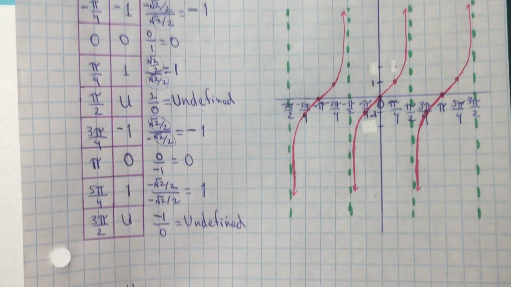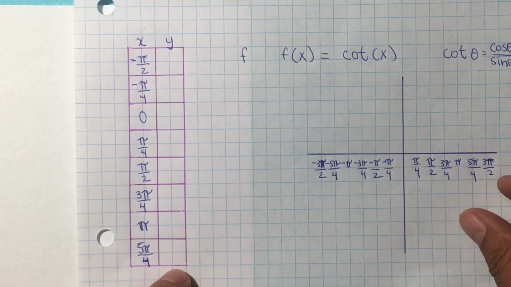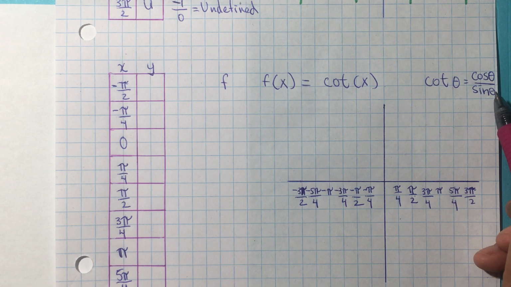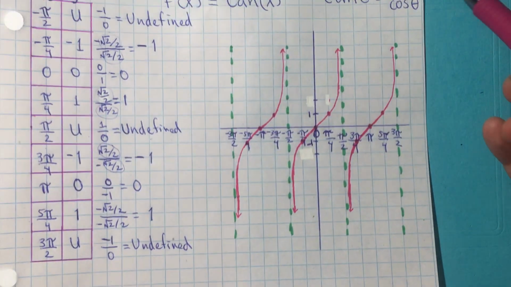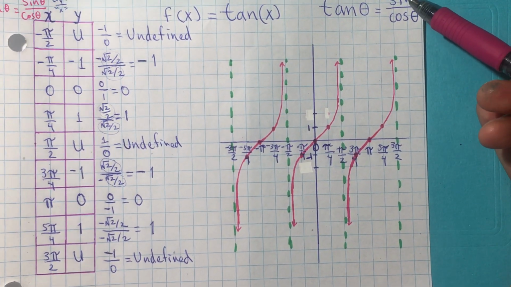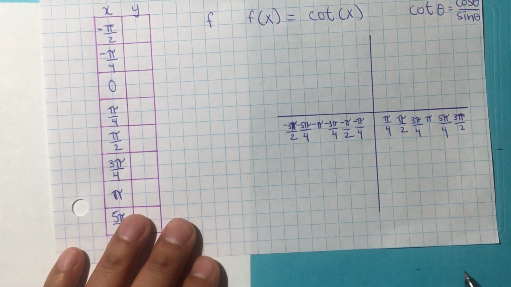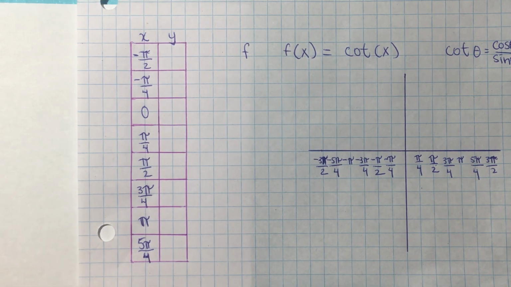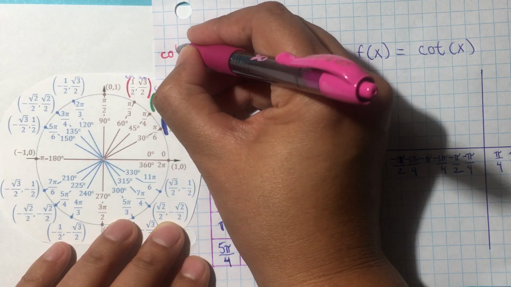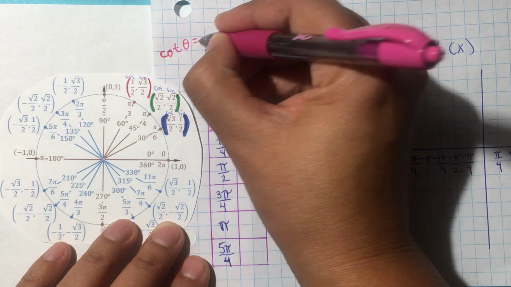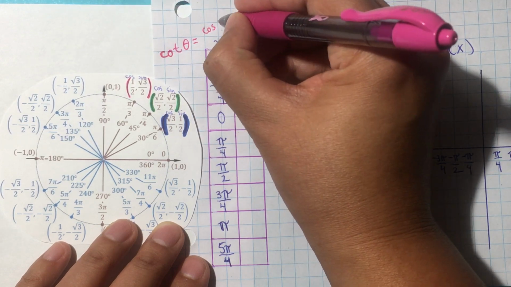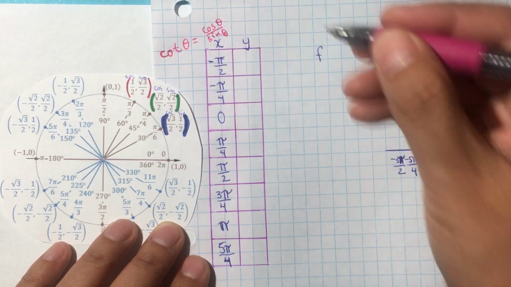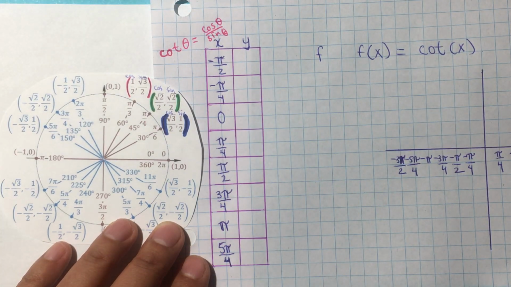Now let's go to the cotangent. The cotangent is the reciprocal of tangent, it's cosine over sine, not the sine over cosine. Okay, and so let's invite our unit circle. Let's write the formula here. Cotangent of theta is equal to cosine of theta divided by sine of theta. It's just to help us. It's easier to have it right here.